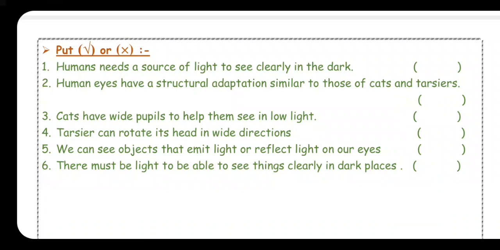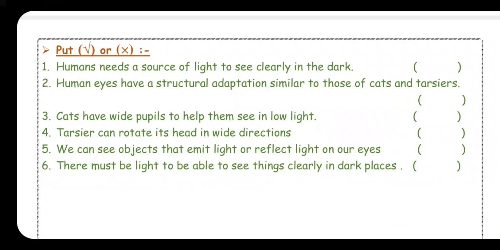It's right. Number 5, we can see objects that emit light or reflect light on our eyes. Right. Number 6, there must be light to be able to see things clearly in dark places. Also right. So, number 1 right, number 2 wrong, 3, 4, 5, and 6 will be right.